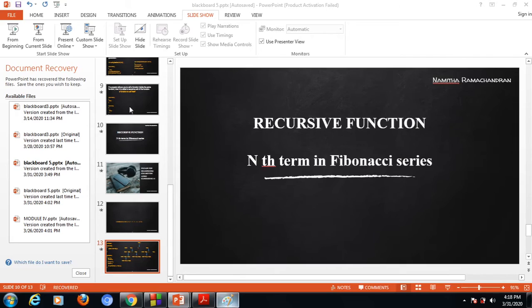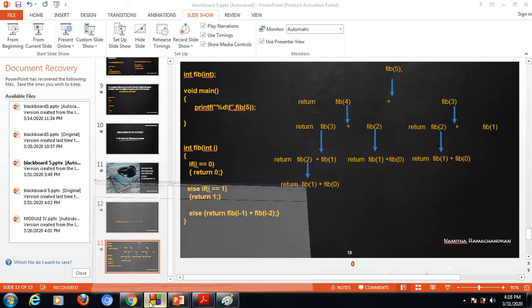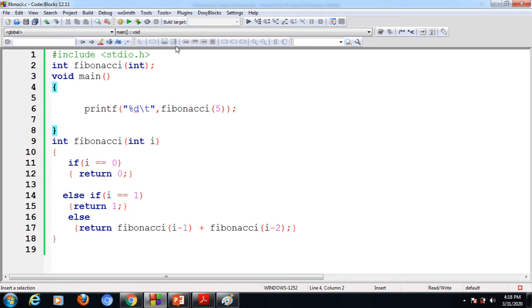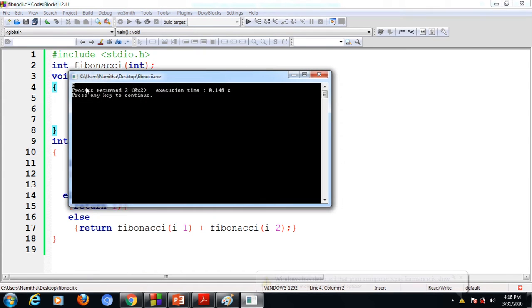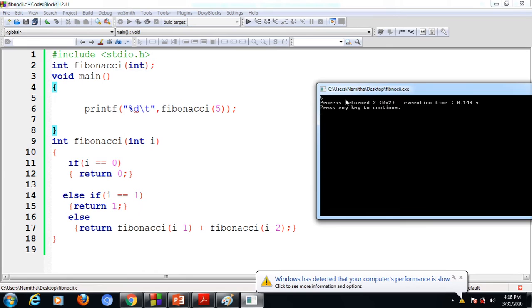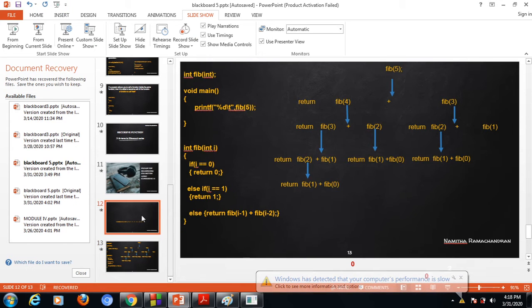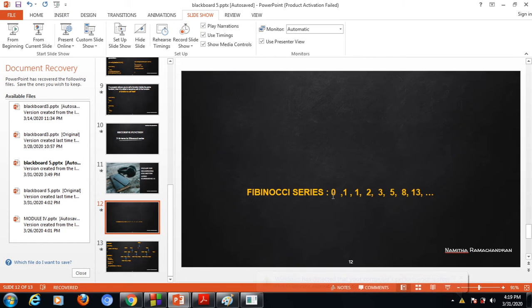Right? Now we can consider its function program execution. Right? The same function with value 5, after its execution it returns value 5 here. Okay, this is the fifth term. So consider the series again. Here 0th term, first term, second term, third term, fourth term and fifth term. The fifth term is 5.